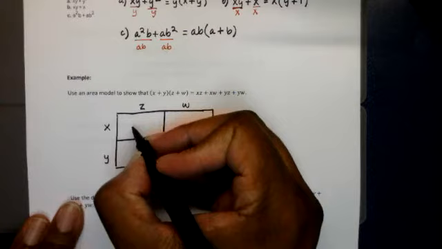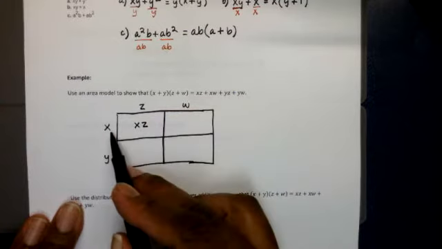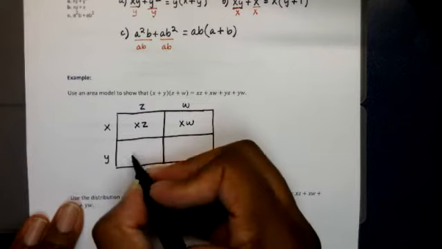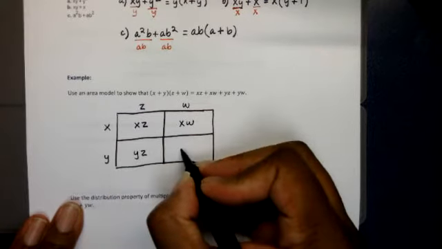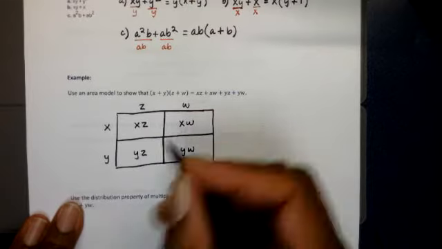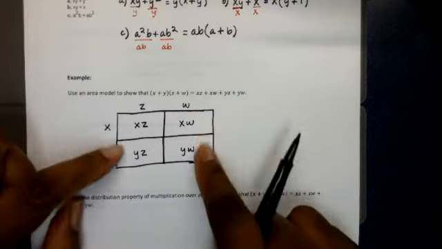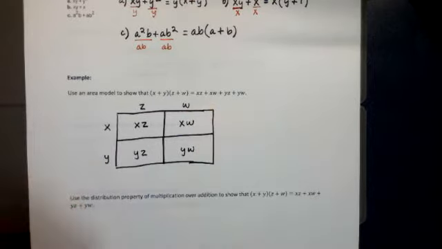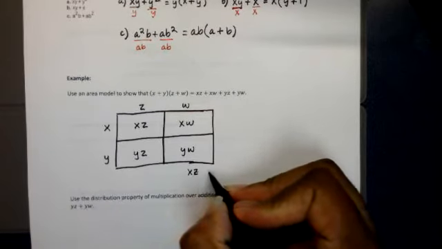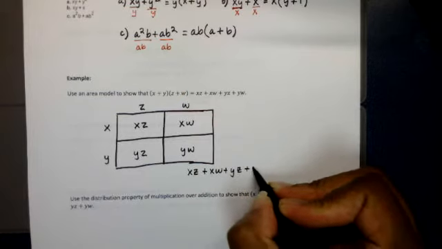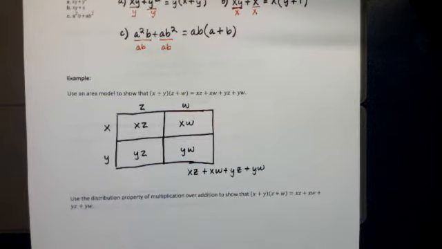x times z will be xz. x times w will be xw. y times z will be yz. And then y times w will be yw. Okay, and I have nothing to combine with any of these terms here. So this ends up being xz plus xw plus yz plus yw. That's what that is, using the area model.